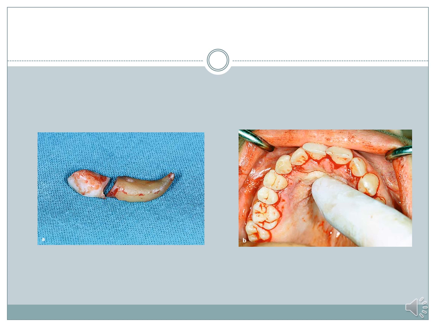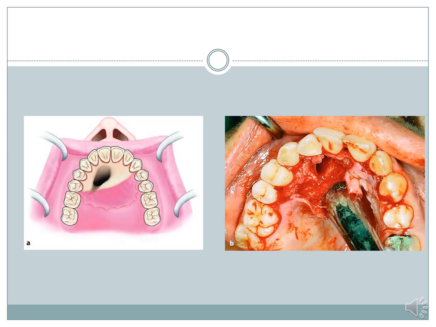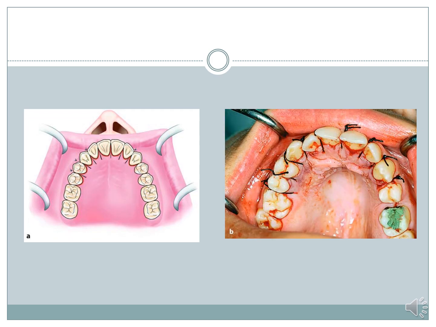See, there is a severe dilaceration. Probably this is the reason why this tooth has got impacted. It is not able to come to the proper course. So this is the operated area. Okay, irrigated and sutured back.